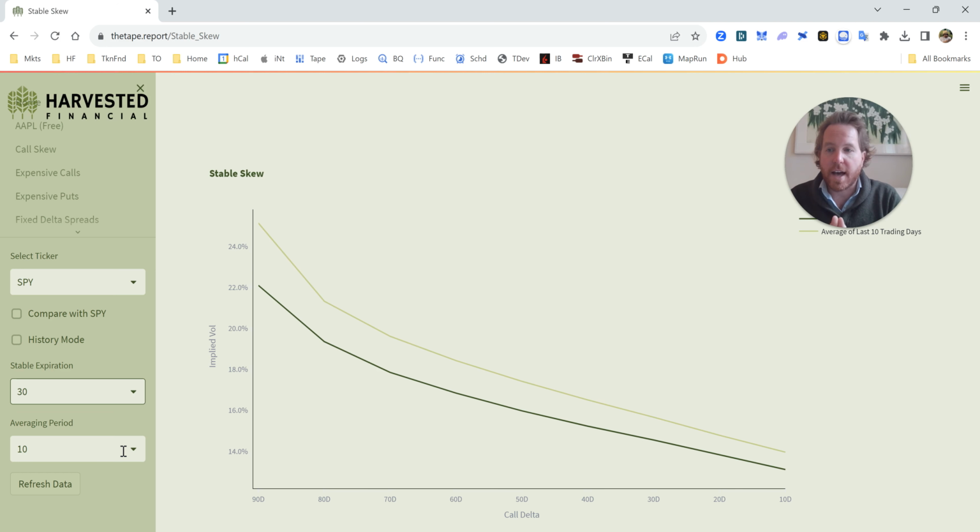So in the dark green line, I have SPY at 30 days compared to the average over the last 10 days in the lighter green. So we can see the curve's down a little bit, maybe a little bit more on the downside than the upside, but overall the curve's in a little bit.